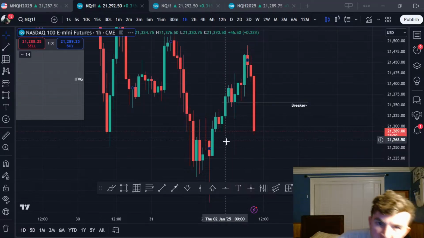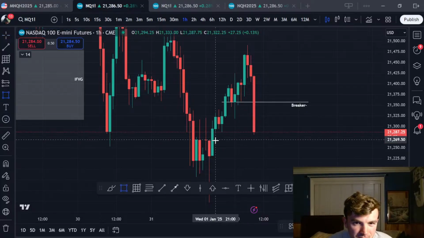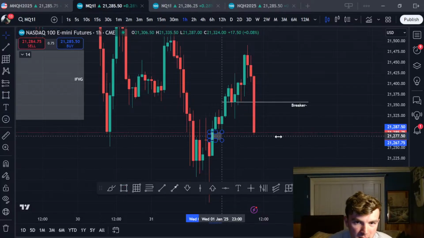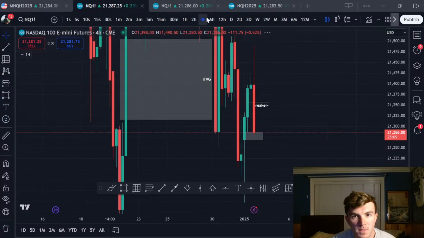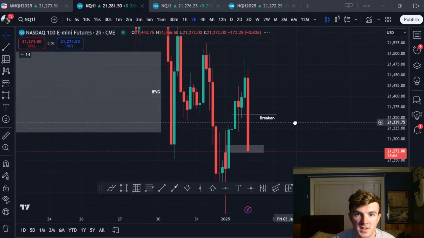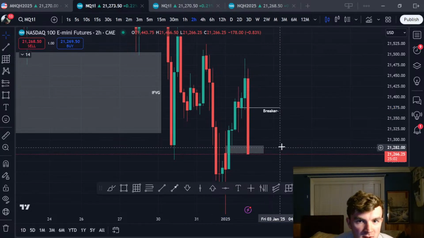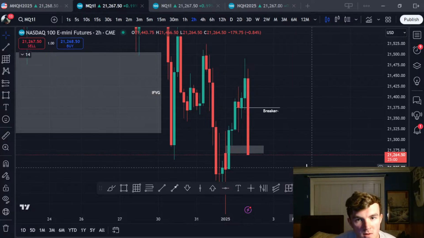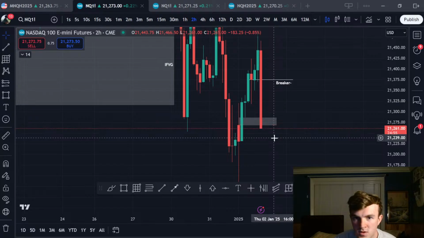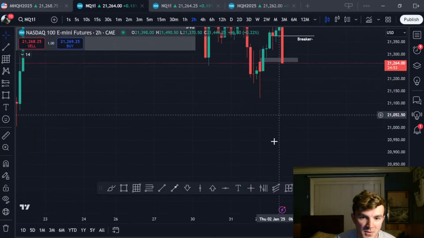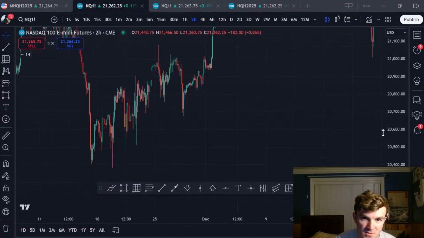Oh, so yeah, we do have a 1 hour fair value gap here. Might find temporary support within this. This is a decent 2 hour breaker. I don't know if we're gonna go all the way back up there. Man, yeah, the market really wants that LRLR. It really, really wants this LRLR really badly.